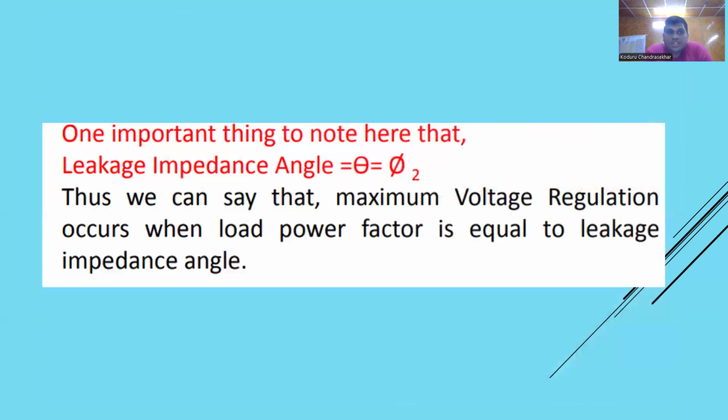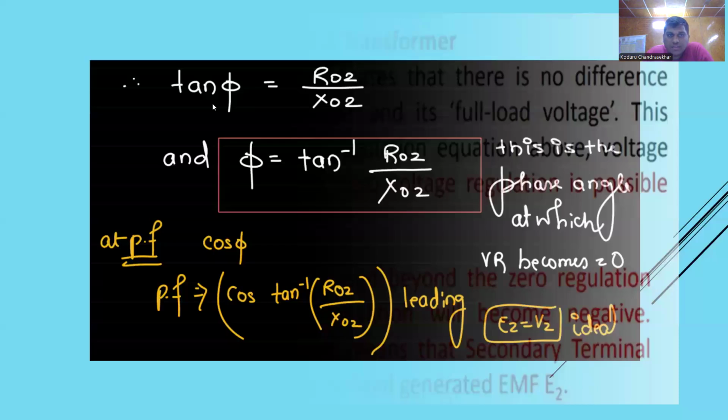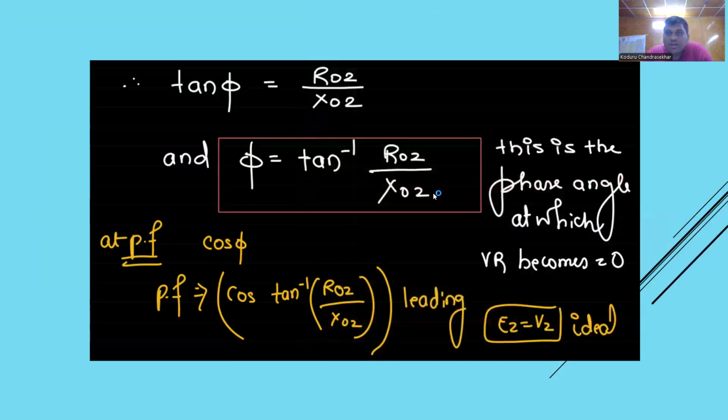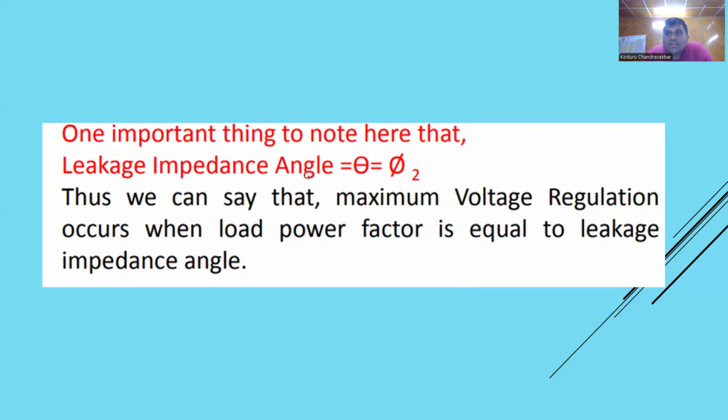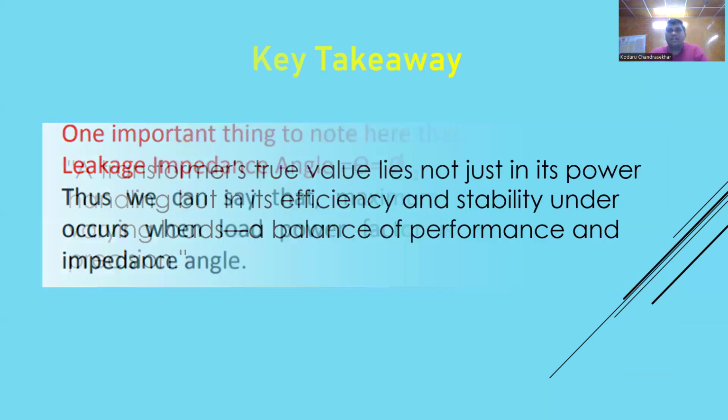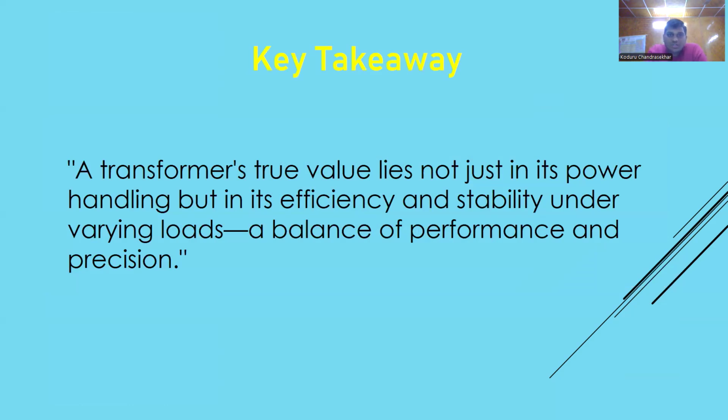Another important thing to note here is the leakage impedance angle theta, which is equal to phi2 or phi, which we have already derived: phi equals tan inverse of R0 divided by X0. We can also call that the leakage impedance angle. So we can say that the maximum voltage regulation occurs when the load power factor angle is equal to the leakage impedance angle.